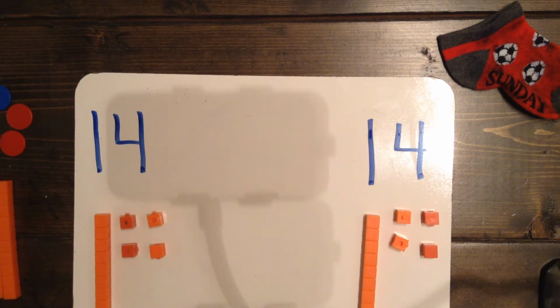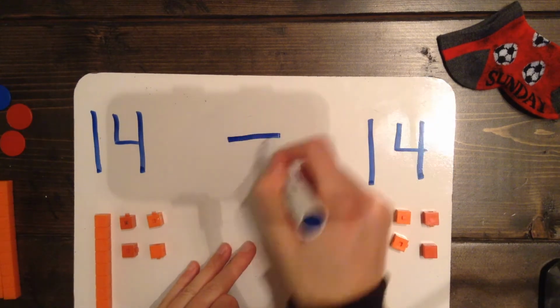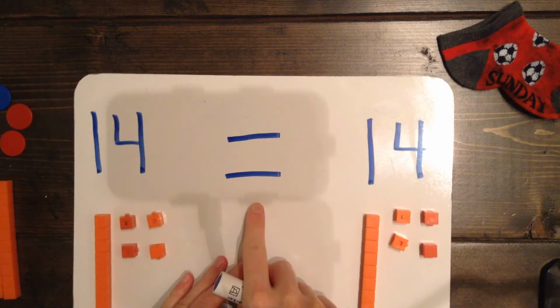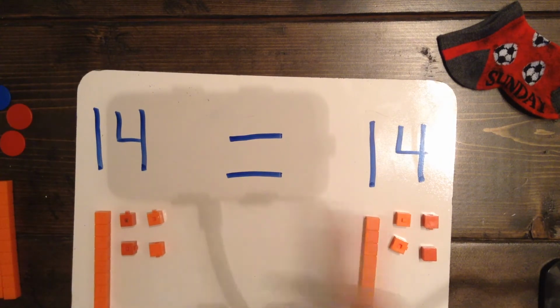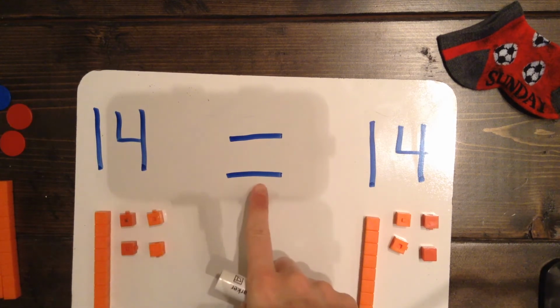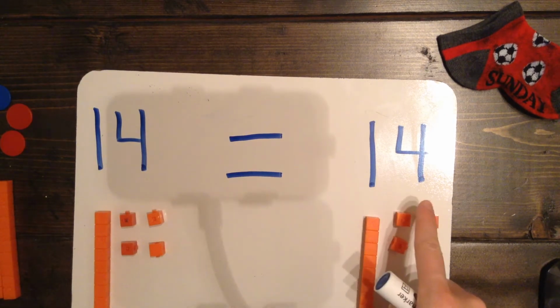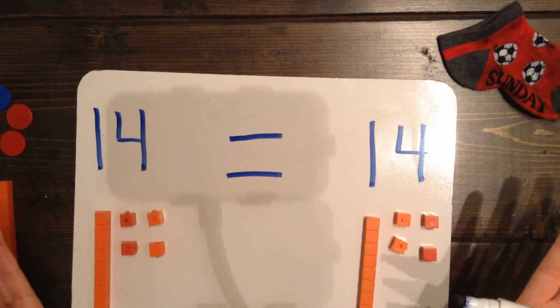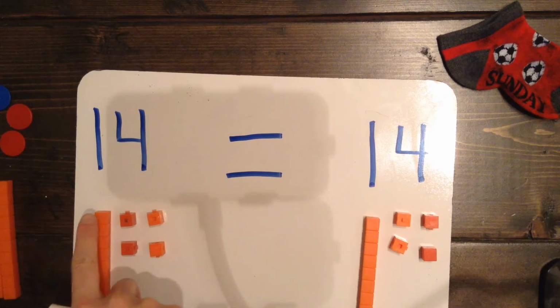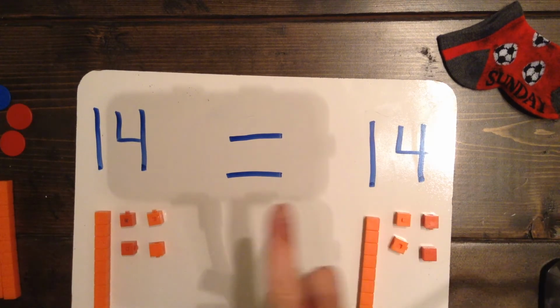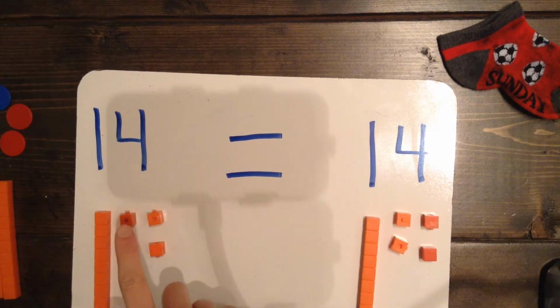Same, same. Well, you can't use an alligator's mouth now, so do you know what symbol to use? You use the equals symbol. Equals means the same as. If I read my board, this is what I say. 14 is the same as 14. Makes sense. I can read it this direction too. 14 is the same as 14. Equals means the same as.